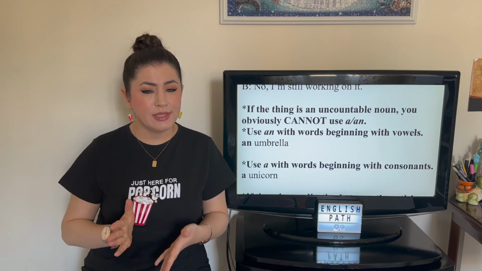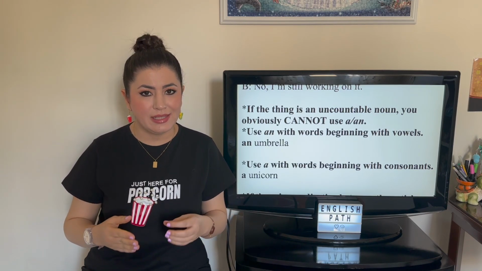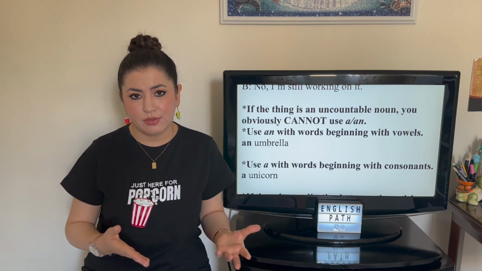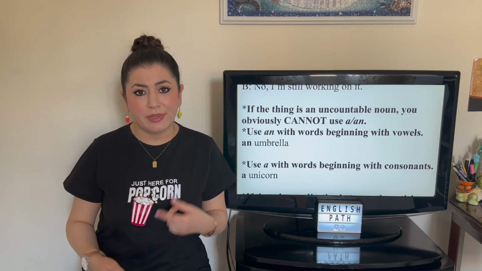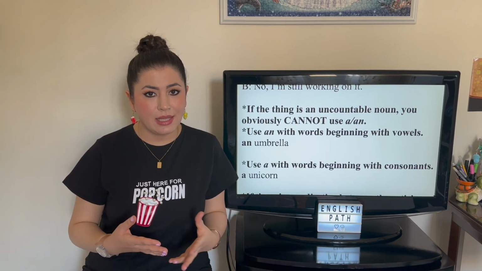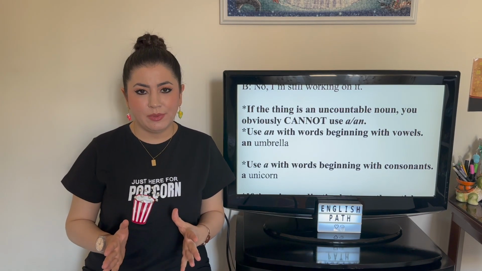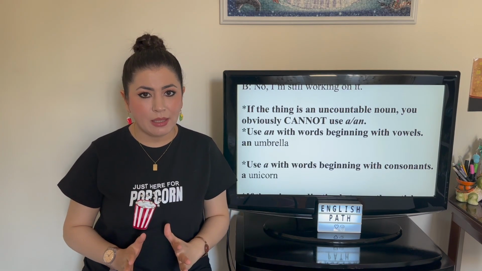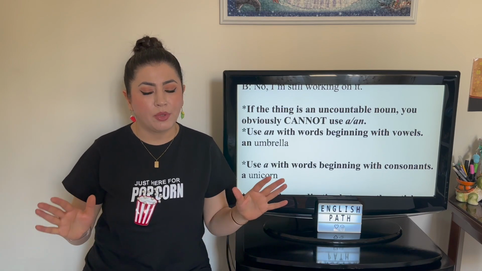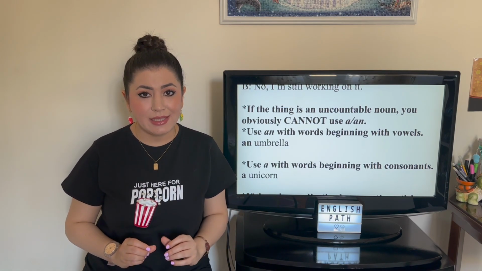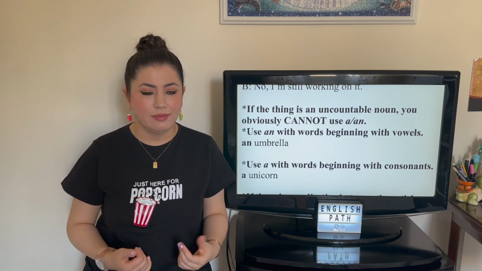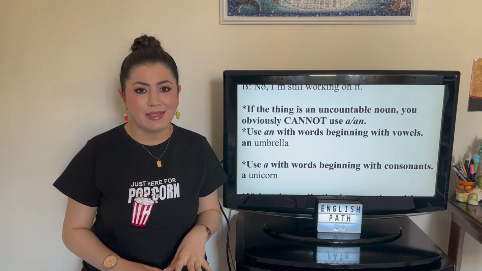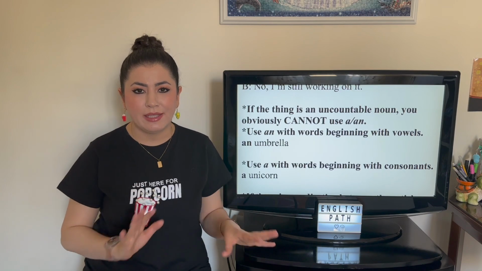So to introduce a person or thing for the first time, we use the indefinite articles "a" or "an." But of course, if that thing is uncountable, you can't use "a" or "an" because "a" or "an" both mean one, and uncountable nouns cannot be used with numbers. If that countable noun starts with a vowel sound, you will use "an," like an umbrella. I highly recommend that you watch my previous video, which is all about pronunciation. If your countable noun begins with a consonant sound, you will use "a," like a unicorn. You see, both of these words start with the letter U, but it's the sound that matters. Watch that video, I explained everything there.